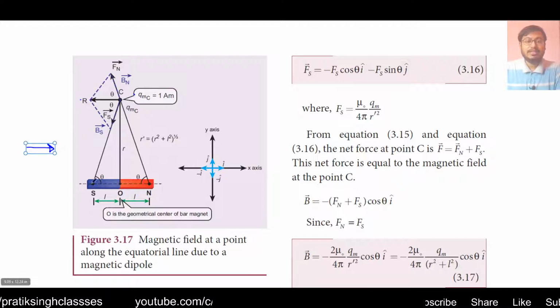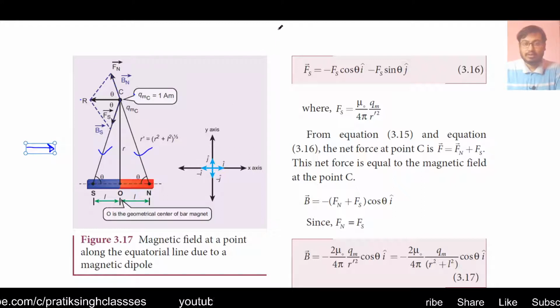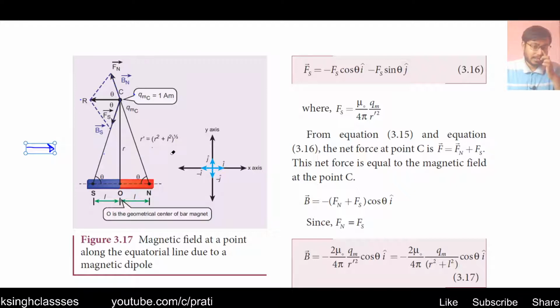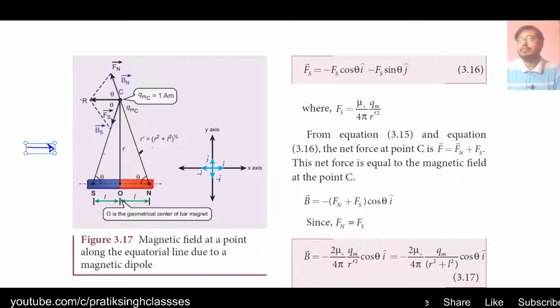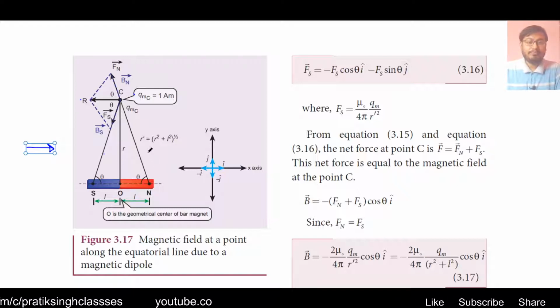CO is lying perpendicular to NS, and point C is equidistant from point N and point S. So here we will have CS is equal to CN. Always remember that. If you use the Pythagoras theorem to find the length of CN or CS, it will become a right angle triangle, and here you have to find the length of the hypotenuse. It will become r dash is equal to the square root of r square plus l square.